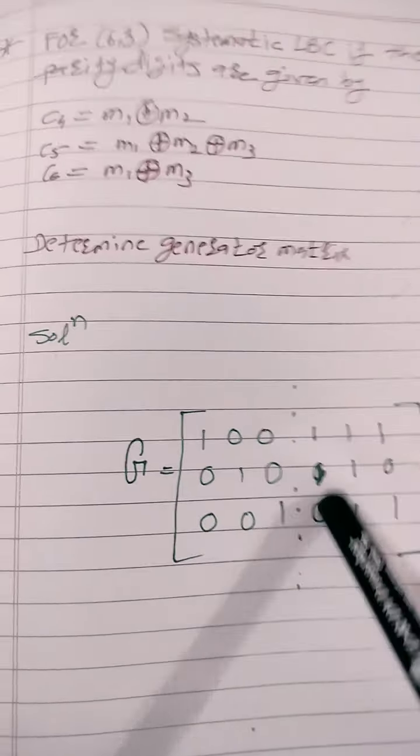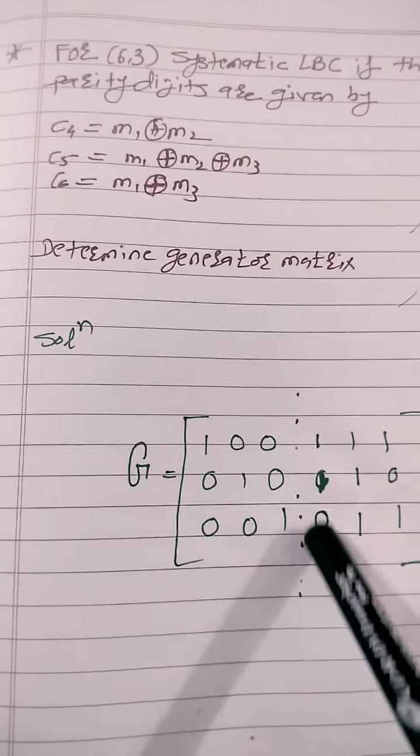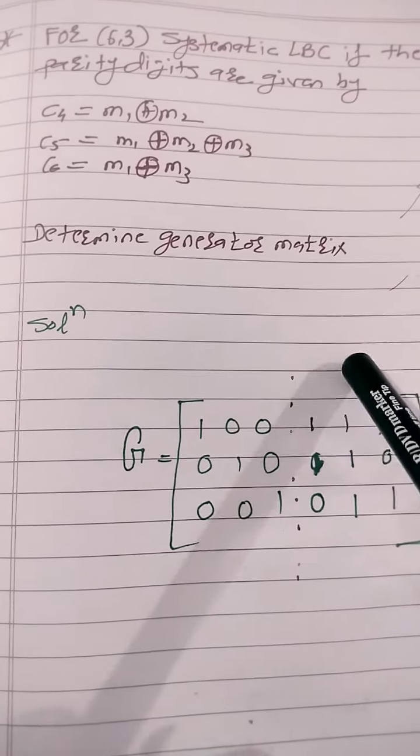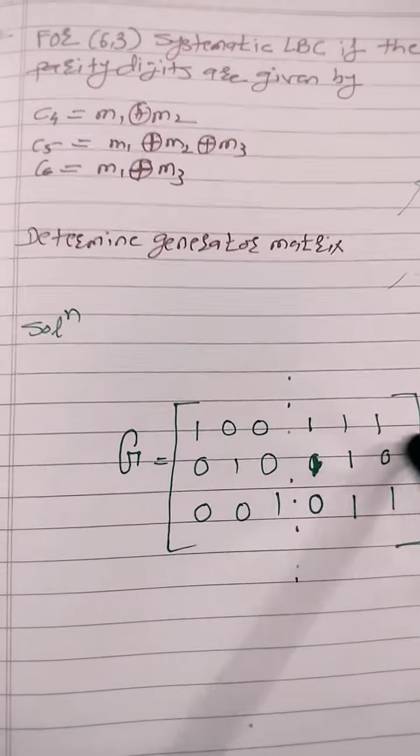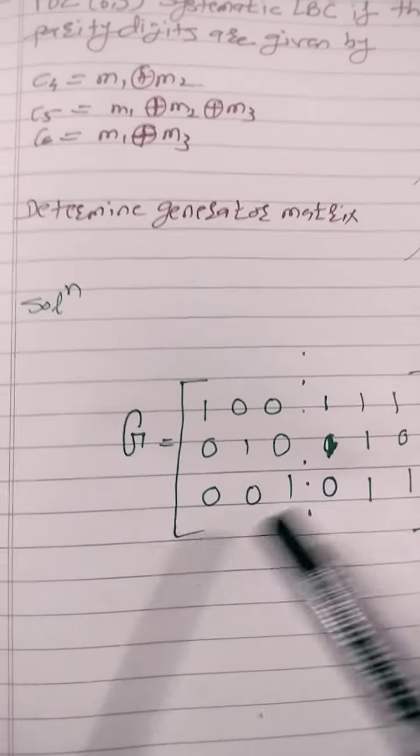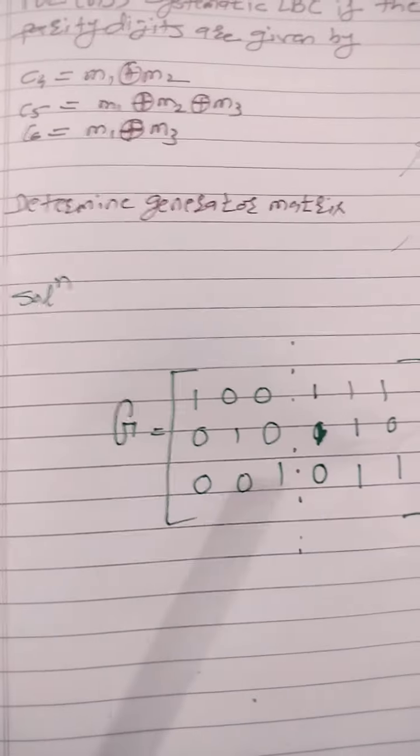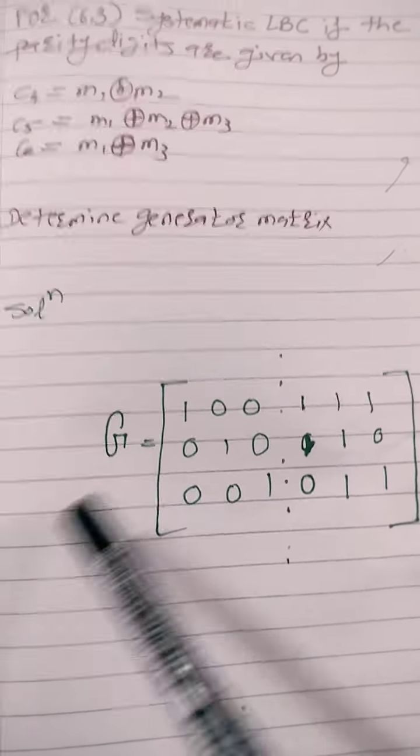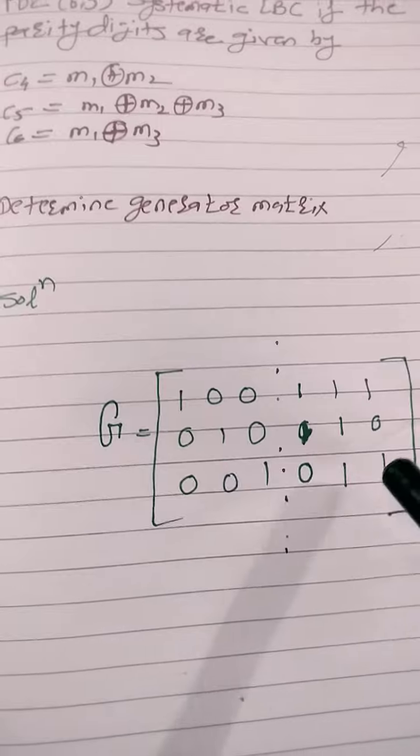Column corresponds to parity bit and the rows correspond to message here, because if you do the multiplication you will come to know how parity bits come and how message bits are multiplied.